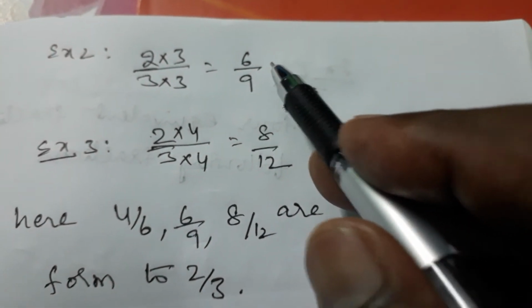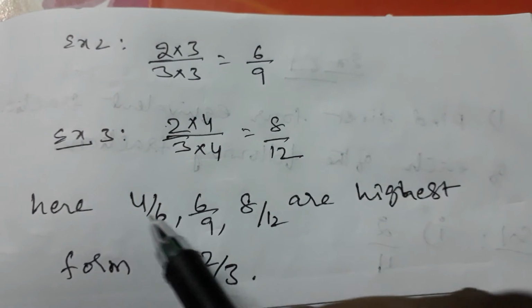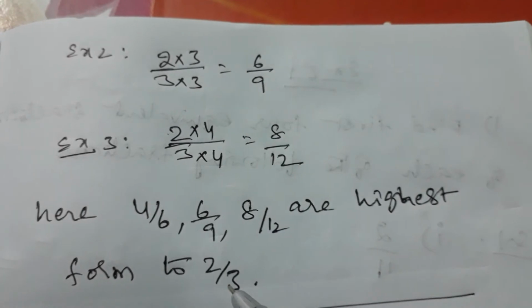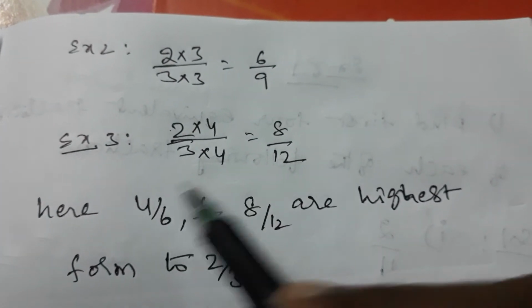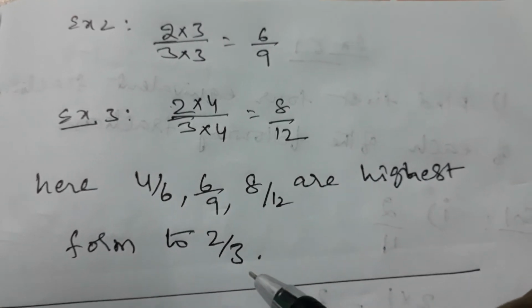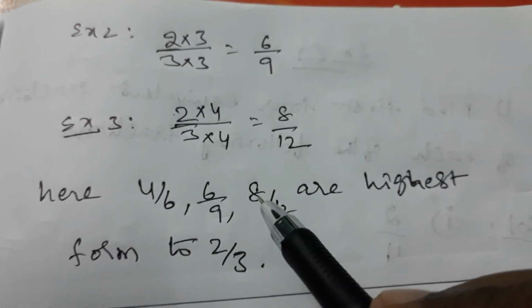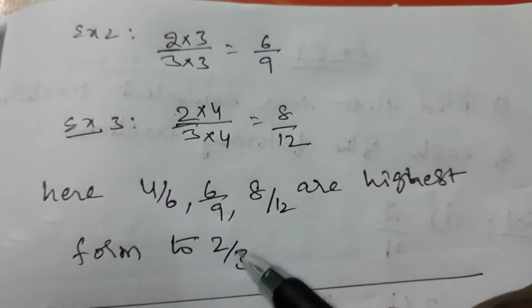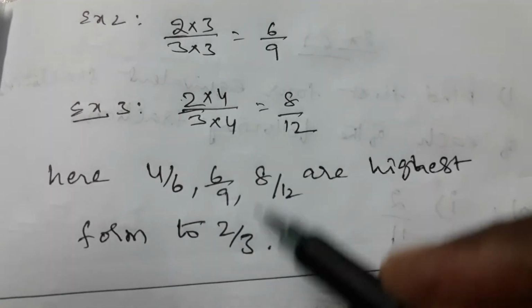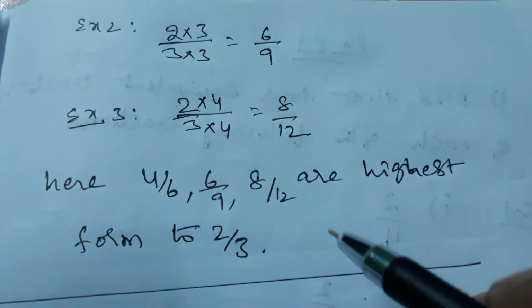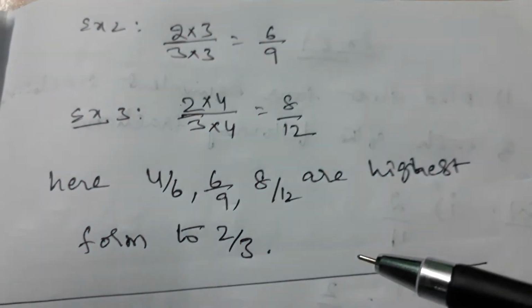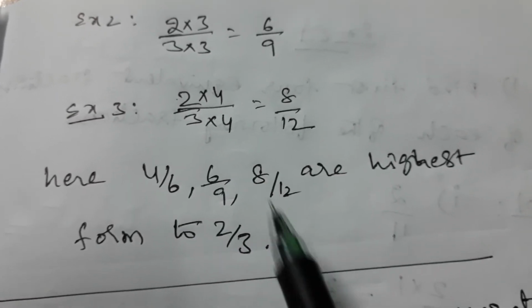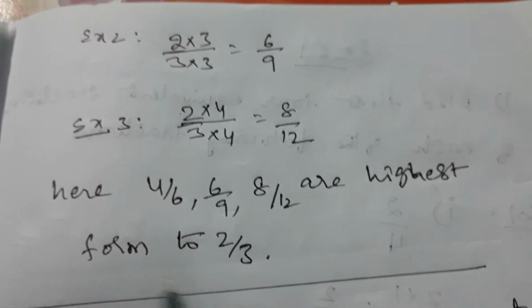These are all fractions: 6 by 9, 8 by 12 and 4 by 6. They are equal to 2 by 3, but they are higher forms of 2 by 3. They are called higher forms of fractions of 2 by 3, but in values they are the same. If you see the values, all these fractions have the same value, but the numbers may be different. So 4 by 6, 6 by 9, 8 by 12 are higher forms of the fraction 2 by 3.